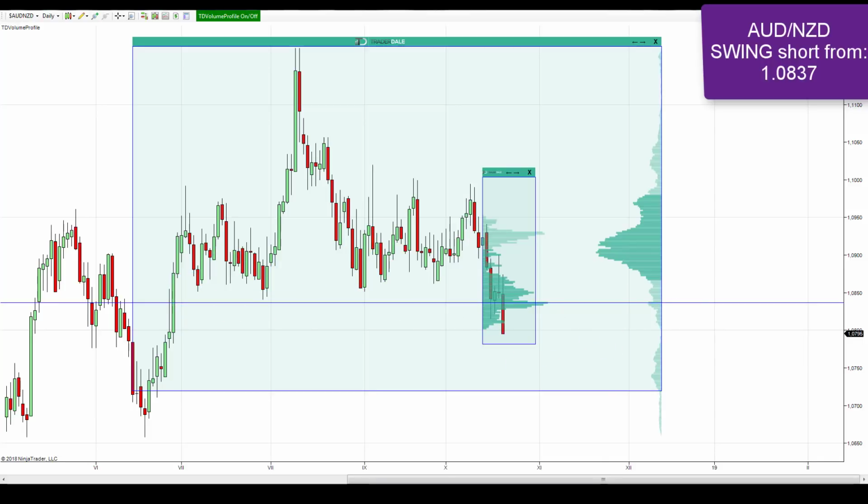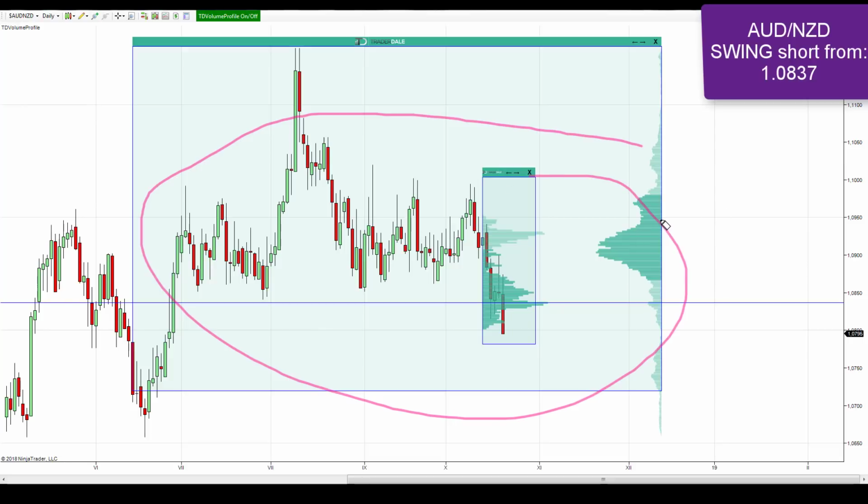But what I find risky about this short level is if you look at the cumulative profile for this whole area, you'll see that the point of control of this area is right there. This is the point of control. Heaviest volumes in this whole area got accumulated at this price level. All right. And our potential short level is right there.